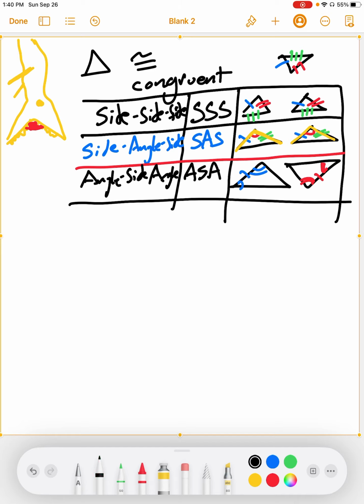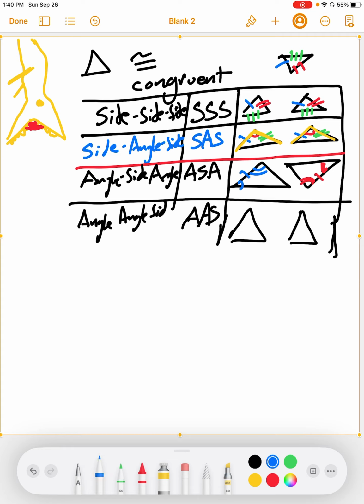Our other congruence we're going to talk about today is angle, angle, side. Angle, angle, side. Okay, and that's going to be like this. So again, it's got to go in successive corners. So angle, angle, and then the next one has to be our side. Okay, it could not be angle, angle, and then skip a side if we were going in this direction.